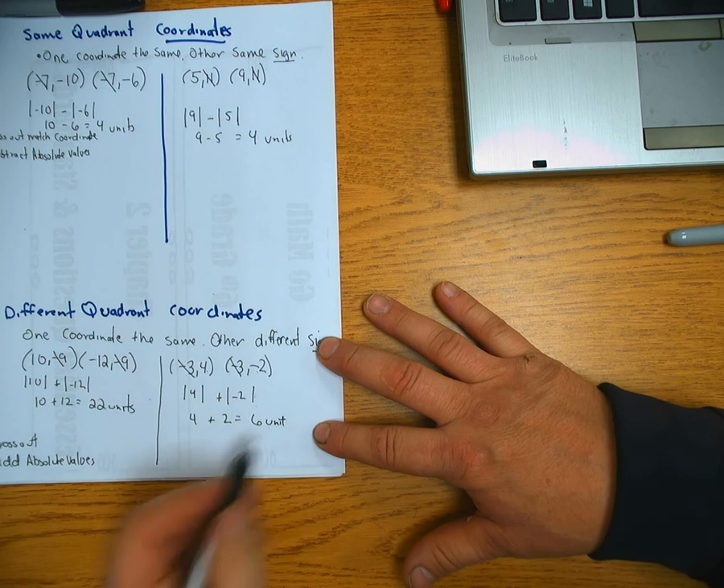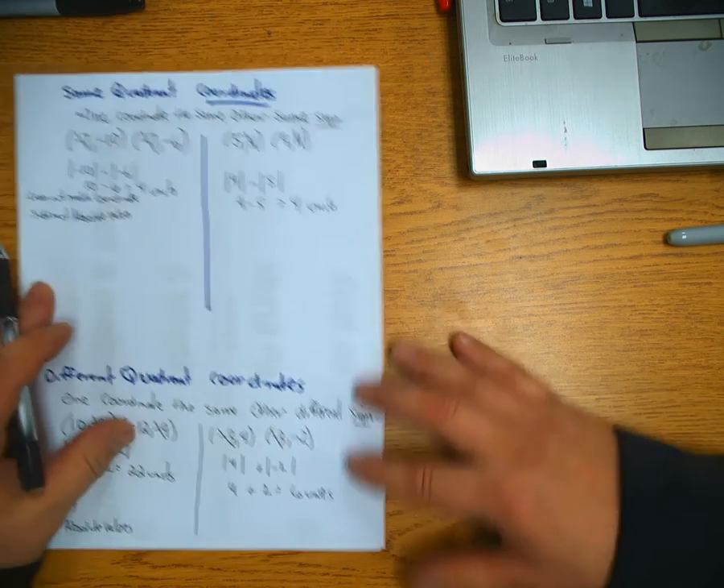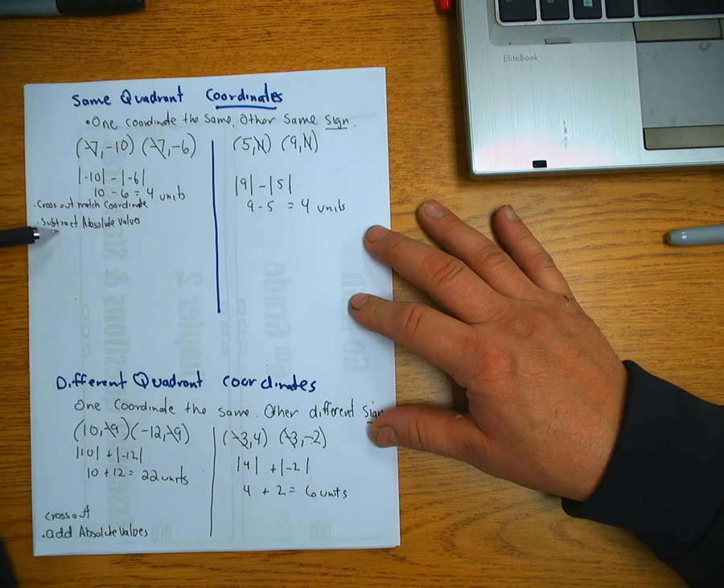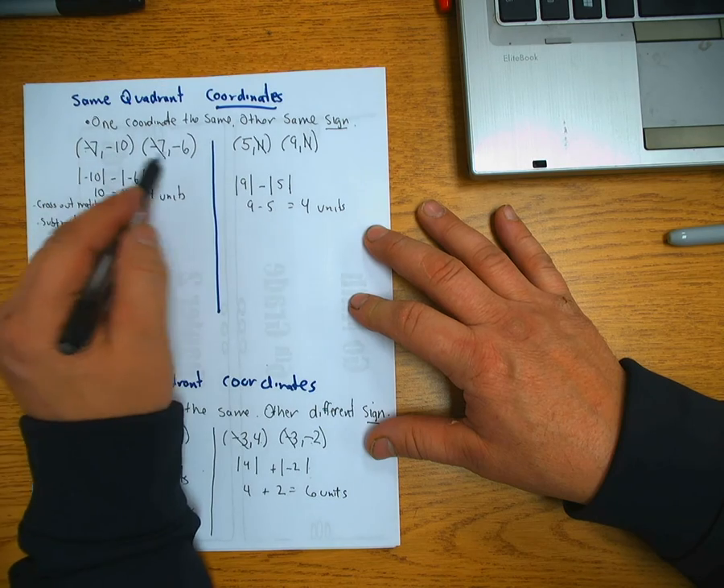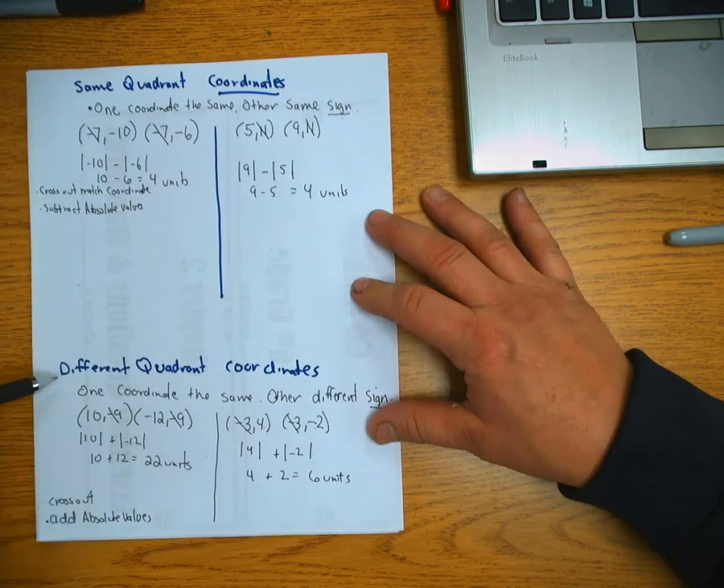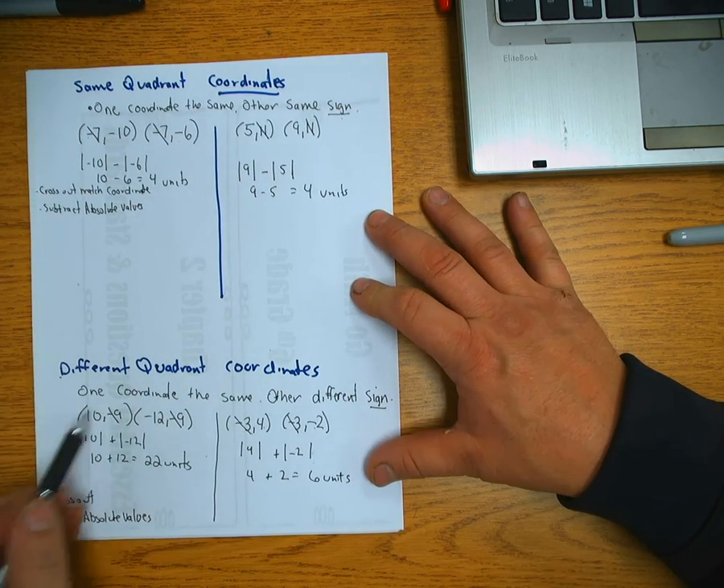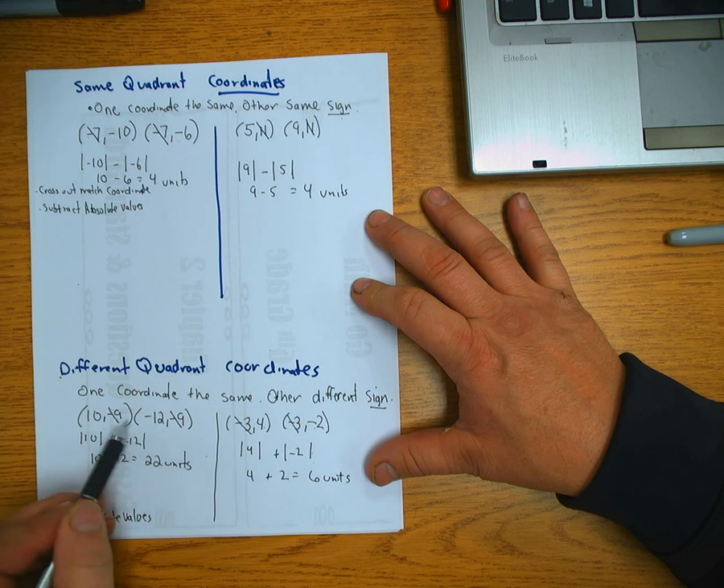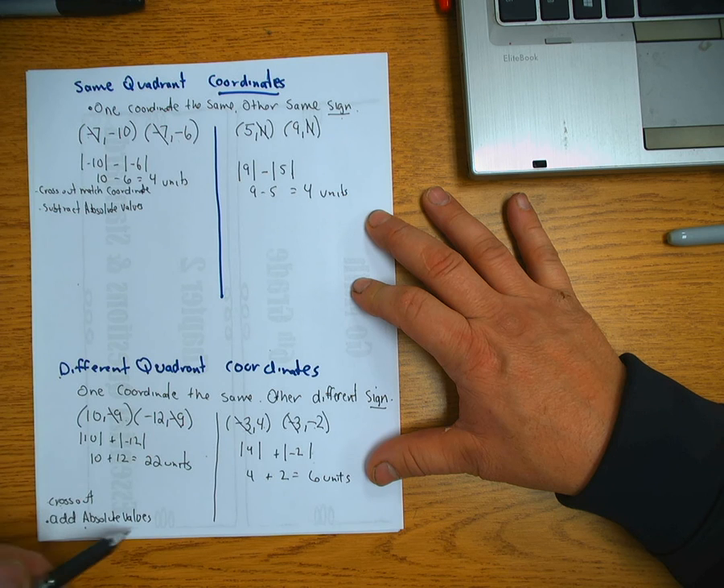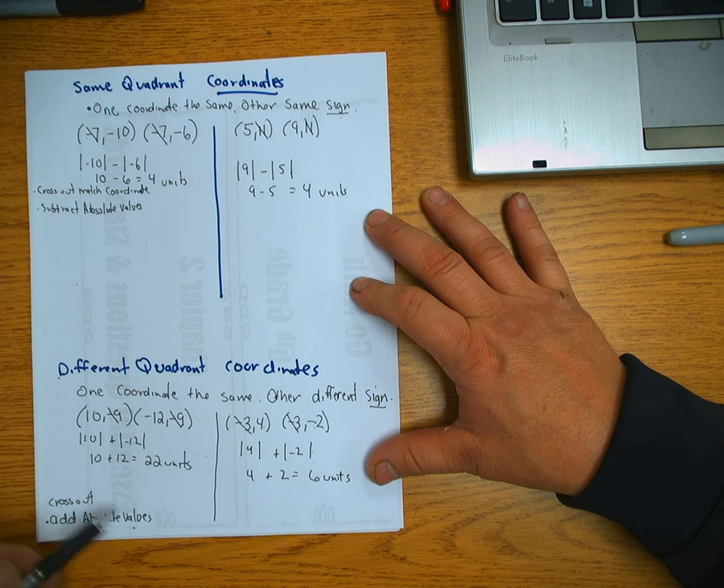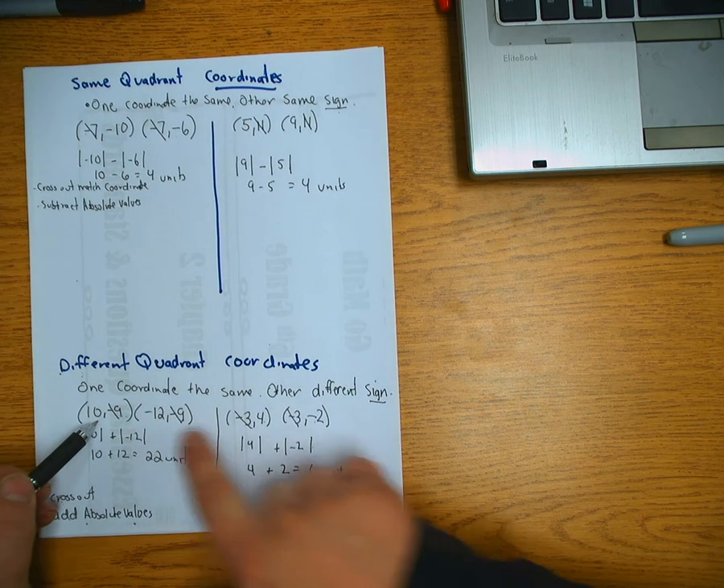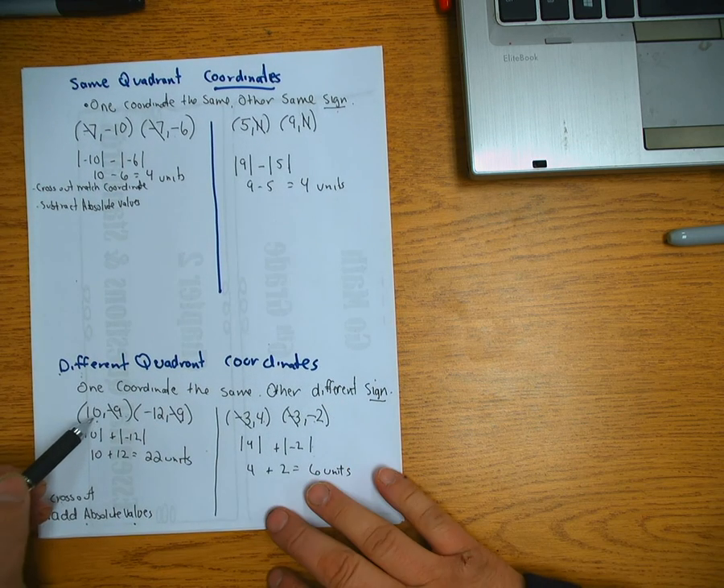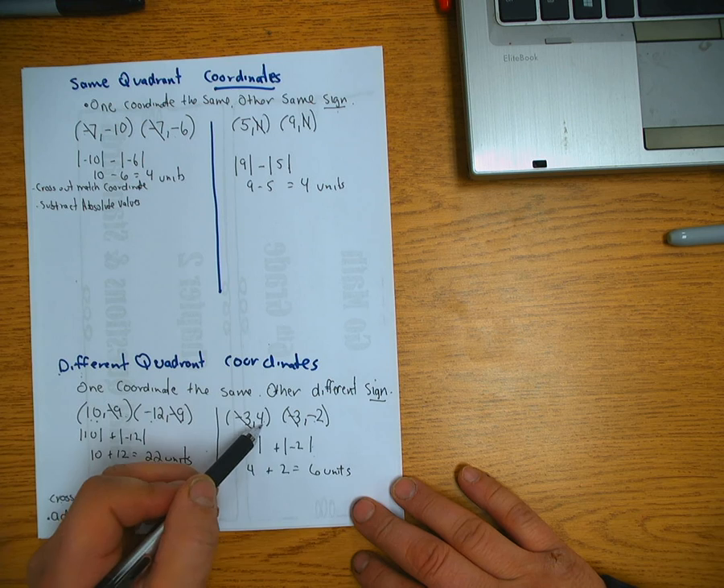Okay? So when it's in the same quadrant, we cross out and we subtract absolute values. We know that because the signs are the same. When they're in different quadrants, we still cross out the matching coordinate, but now I add the absolute values, and I know that they're in different quadrants because the signs are different. A positive and a negative, positive and a negative.